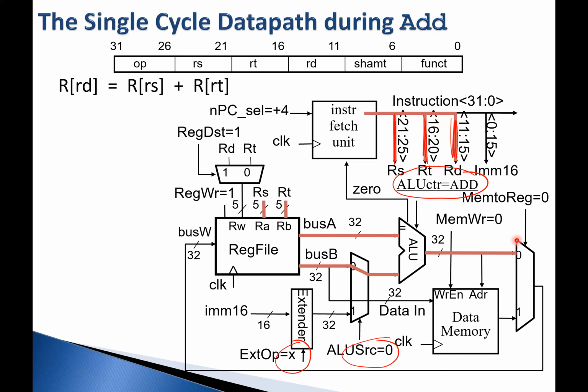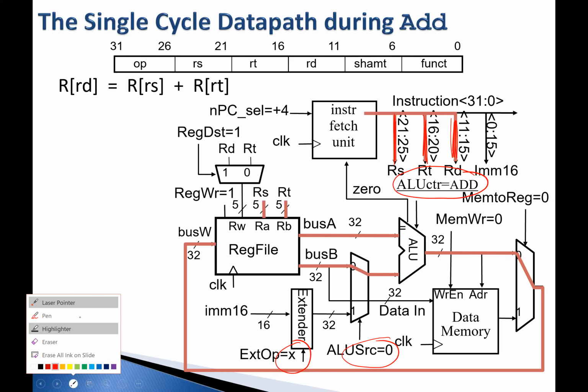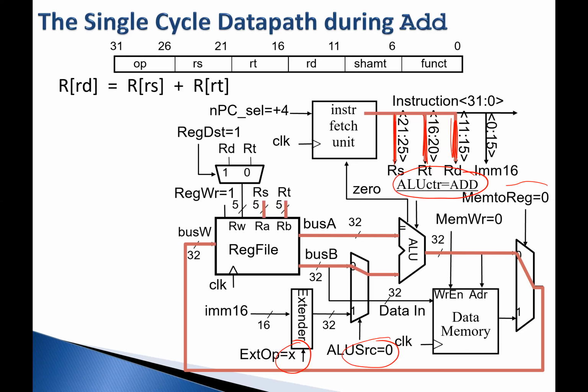Okay. So what's next? Since this has nothing to do with memory, I will allow the result of my ALU to go through the mux. So my memory to register is 0. And since I'm not writing anything to the memory, make sure that you turn it off. Otherwise, you pollute the data, right? And then now I'm in the register write stage now.